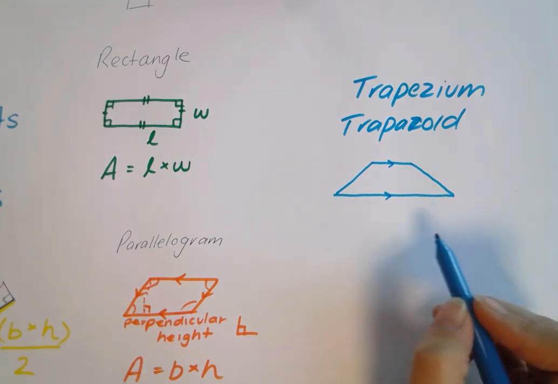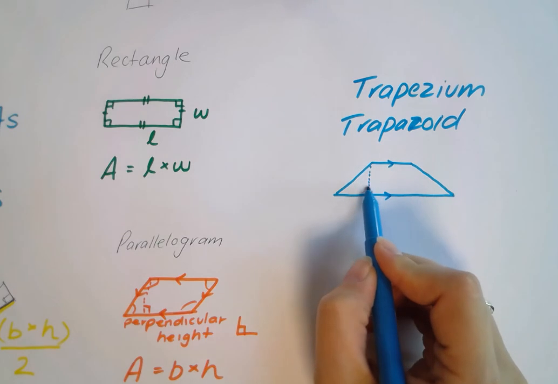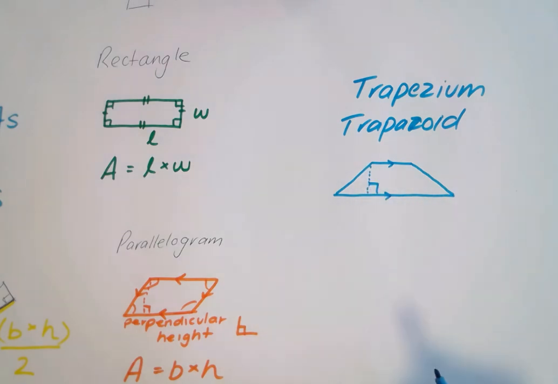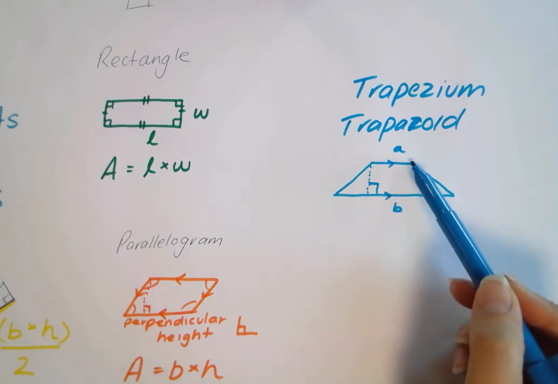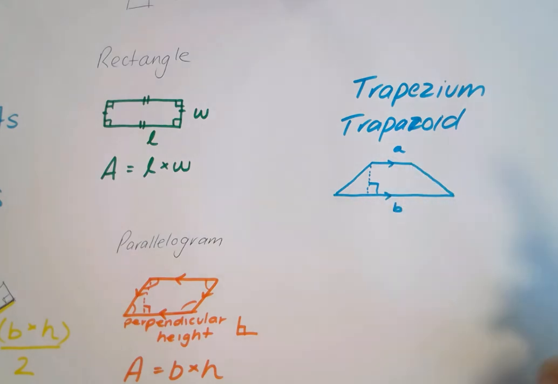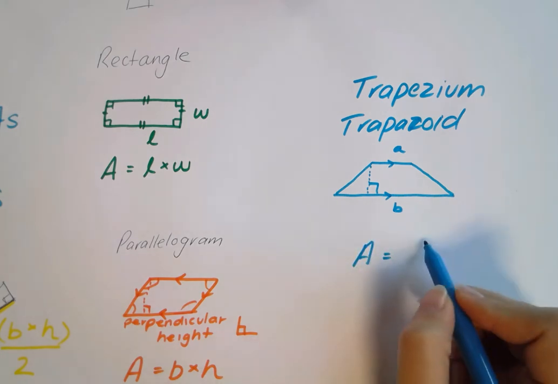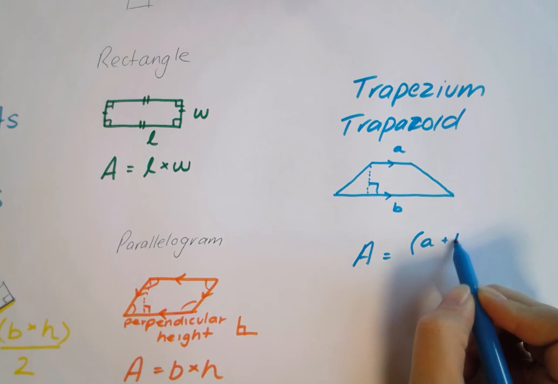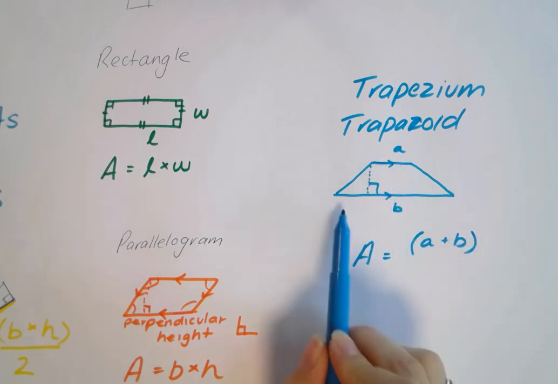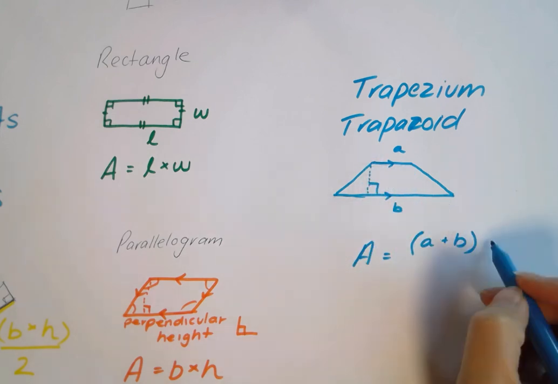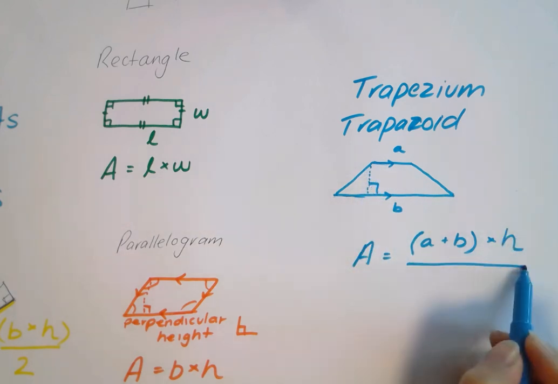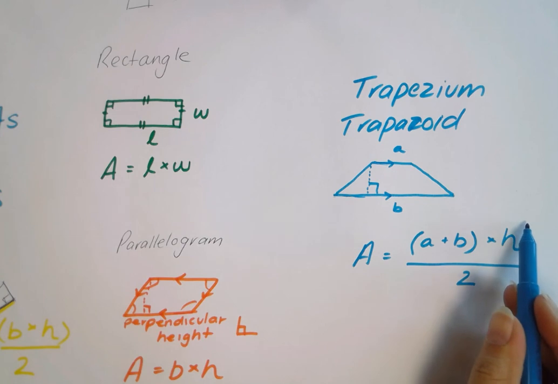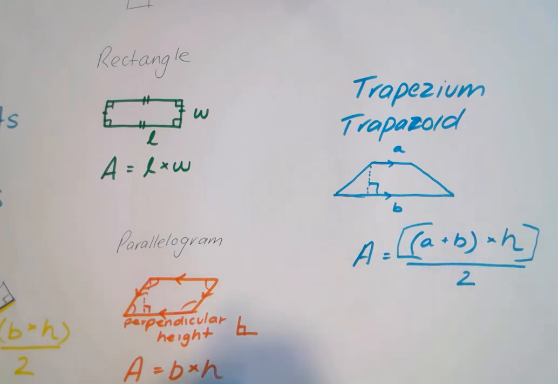So once again, we have to think about the perpendicular height, or the height at a right angle from the base. And this time we're going to label this side A and this side B. So the top, usually the short side, and the bottom base, usually the B, which is why I use the B as well. Now our area is equal to A plus B, so this length plus this length. All of that is multiplied by the height and then divided by 2. Remembering this all has to happen first, and then the divided by 2.